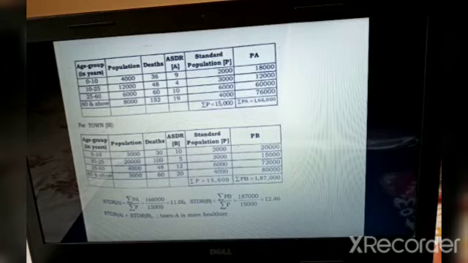For town B, we calculate the same. We calculate the ASDR for each age group. The standard population is given. You add all the standard population, and the PB is done.